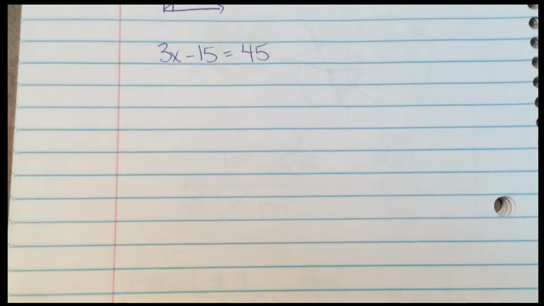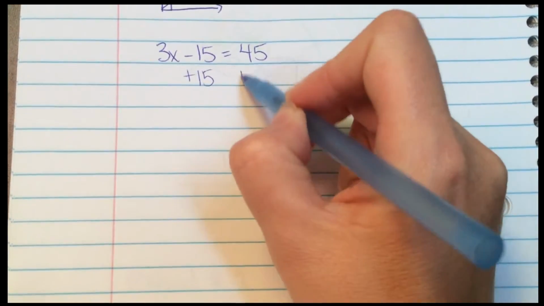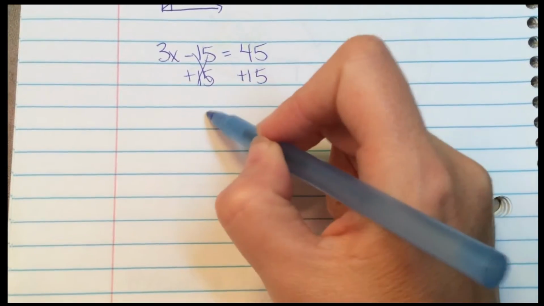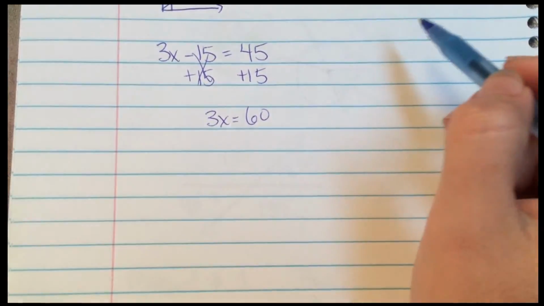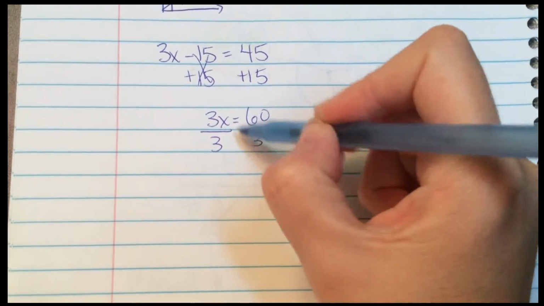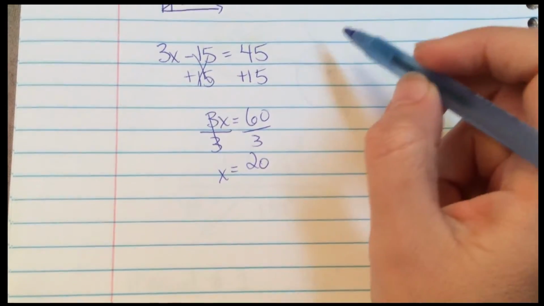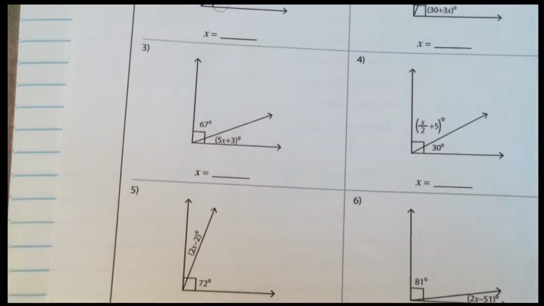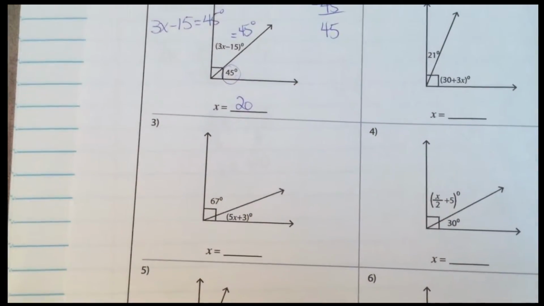Well, this is just a two-step equation, and I'm going to add 15 to both sides, and I get 3x equals 60. 45 plus 15 is 60. Then we divide by 3, and I get that x equals 20. So that's what I'm going to write here, x equals 20.